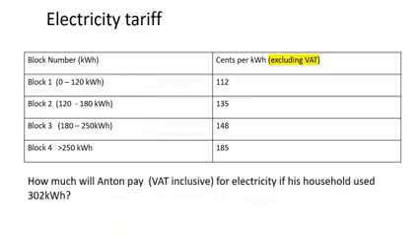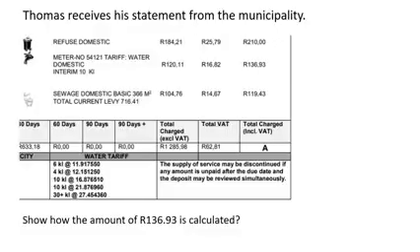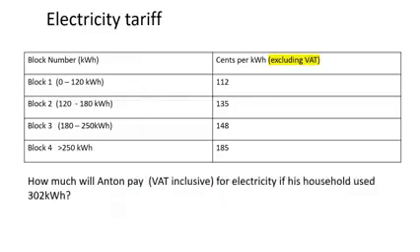So we're going to do one more electricity tariff, and then I want to show you a special one over here, which is from an exam paper, and then we will be done with this lesson. Okay, so well done to those of you that are watching right now and have made it this far. So let's have a look. This is excluding VAT. Now, how much will Anton pay, including VAT, if his household uses 302?